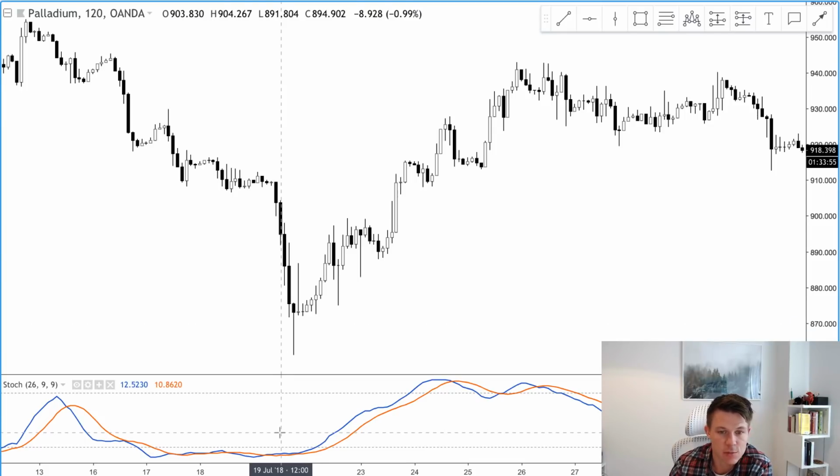And in that context, you will see that when the stochastic is oversold, it means that the market has traveled quite a significant way, if you use it in a trending market, of course.